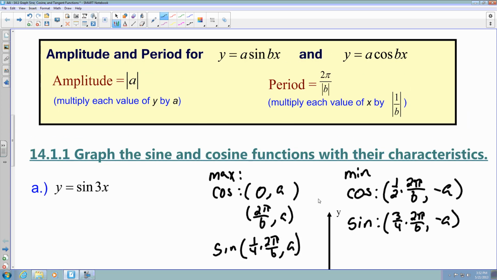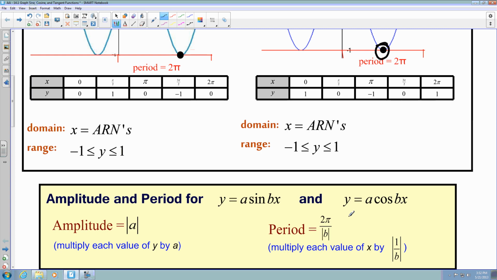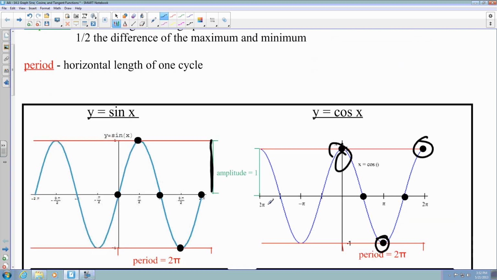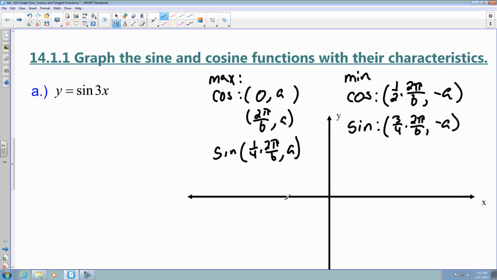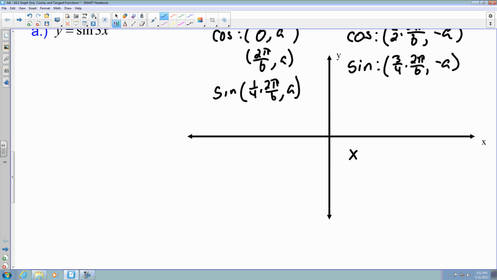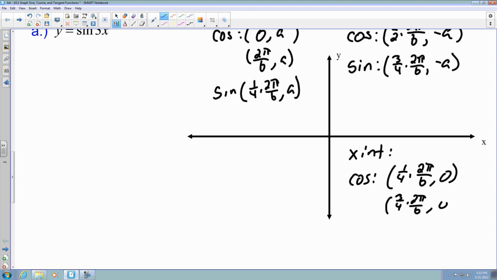And the last coordinates that I'm looking for are the x-intercepts. For sine, we have 3, and for cosine, we have 2. These coordinates are generalized as the x-intercepts right here. For cosine, there's going to be 2 of them, and one's going to be 1/4 times the period, comma 0, and the other one's going to be 3/4 times the period, comma 0.